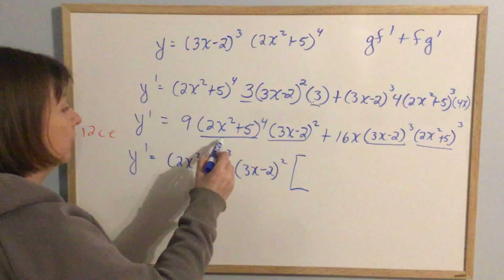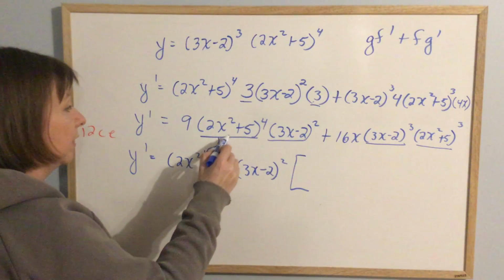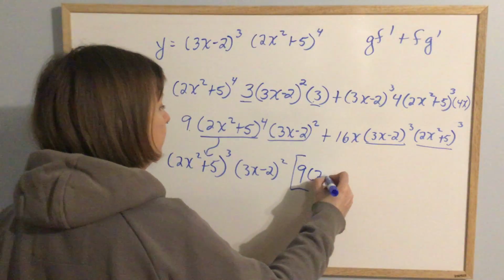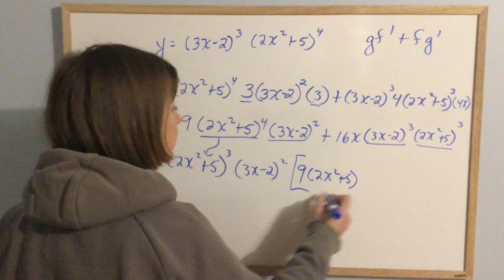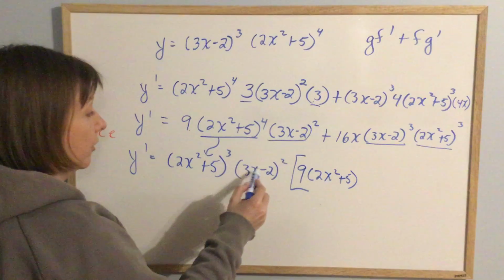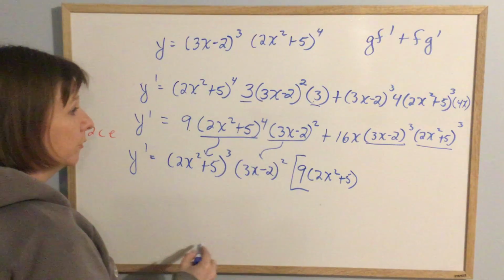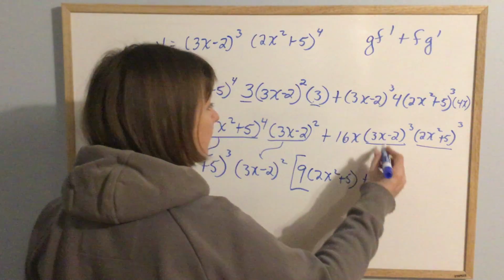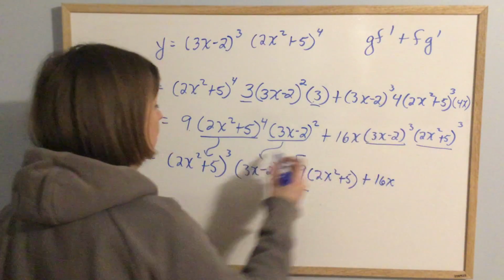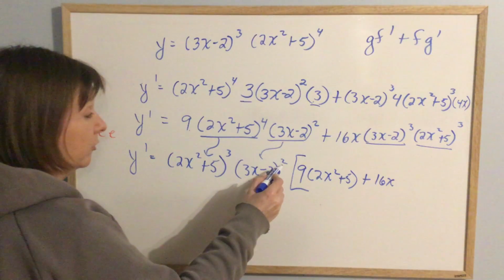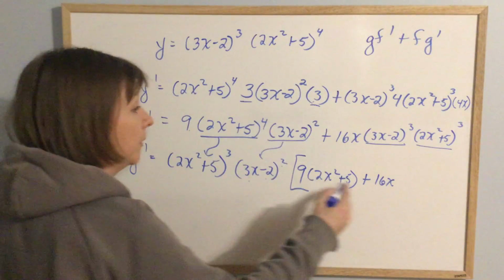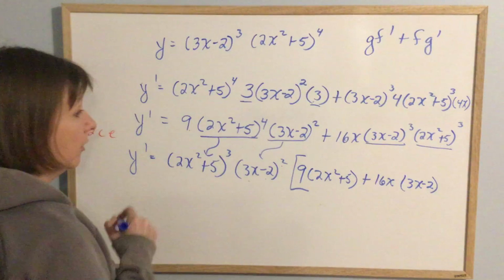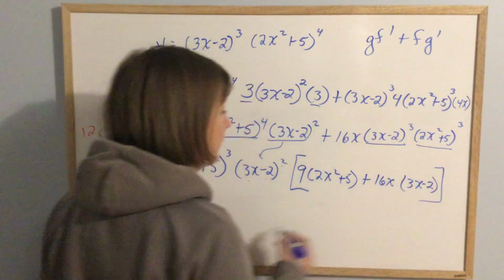So now, if I took 3 of these out, I only have 1 of them left. So I have that 9, and I have 2x squared plus 5, and I took both of these out. Plus, I have 16x, 3x minus 2 cubed, 3x minus 2 squared. So I took 2 of them out, which means I still have a 3x minus 2 left in here, and I took all 3 of those out. So that's what I have there.